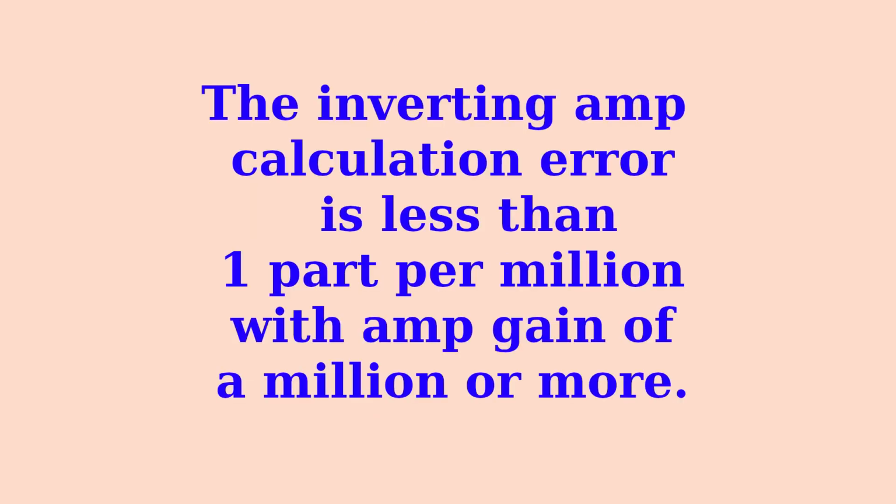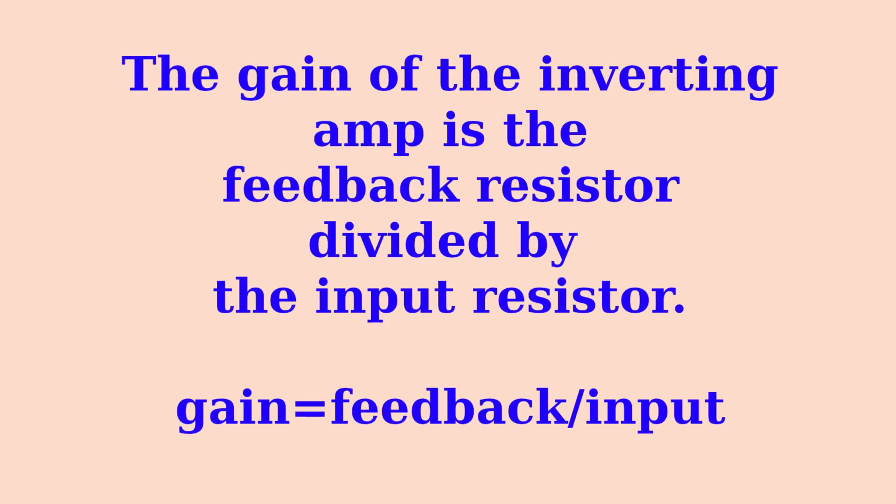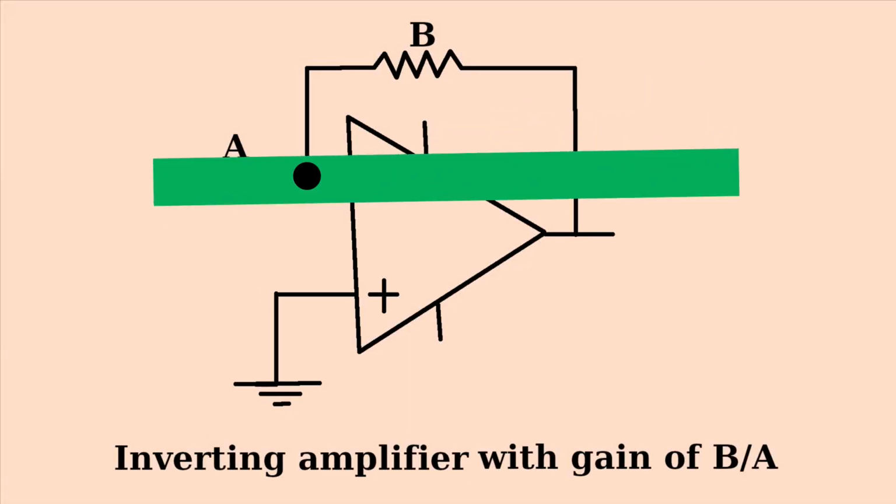The higher the voltage gain of the amplifier, and modern op-amps have gains in the hundreds of thousands, the more accurate the result. The feedback resistor divided by the input resistor gives the gain of the circuit. Think of an electronic lever with the fulcrum at the negative input.